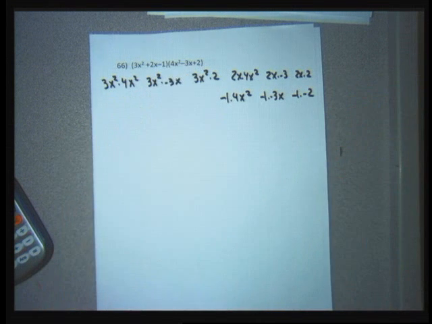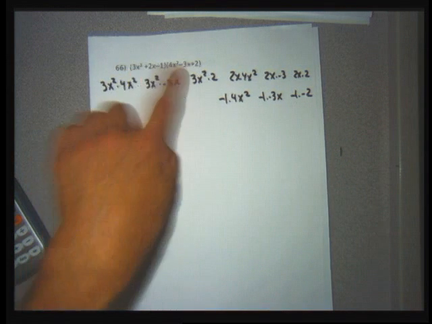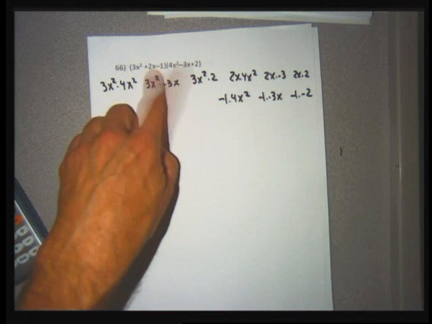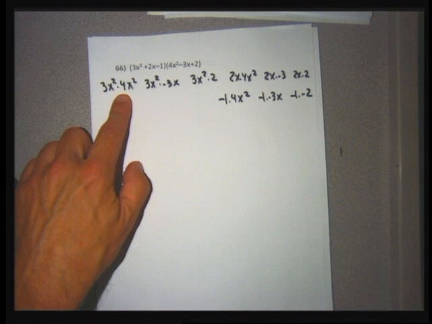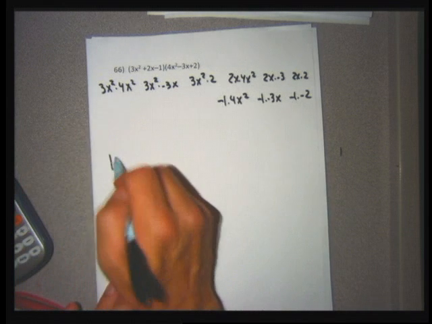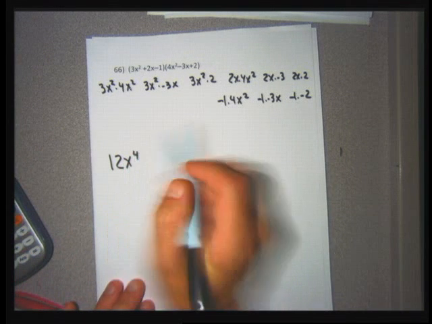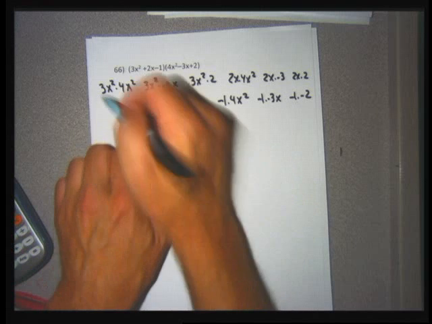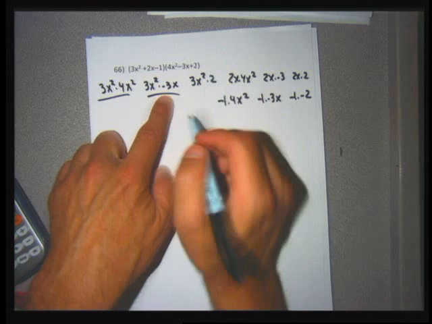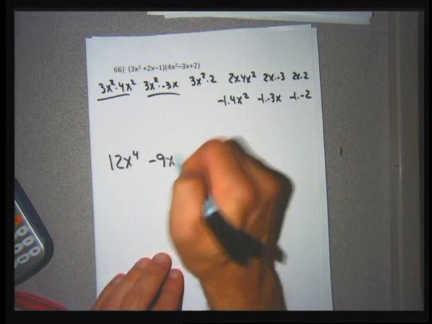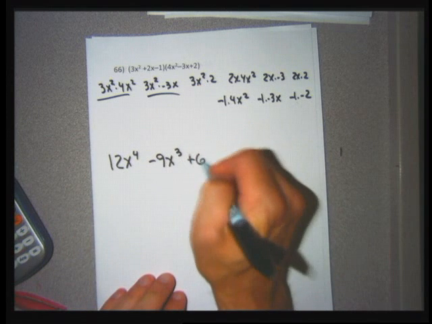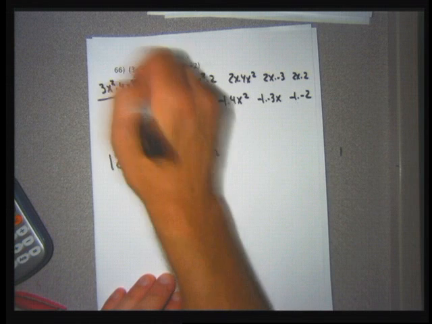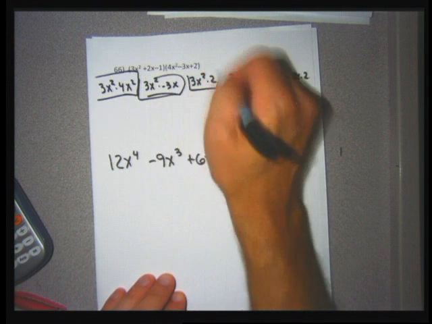Those are all the multiplications I can do. There's 9 of them. So I just did the 3x squared times all 3 things, the 2x times all 3 things, and the minus 1 times all 3 things. First, 3x squared times 4x squared gives me a 12x to the 4th. And then 3x squared times minus 3x gives me a minus 9x cubed. 3x squared times 2 gives me a positive 6x squared. So I've done this, this, and this.